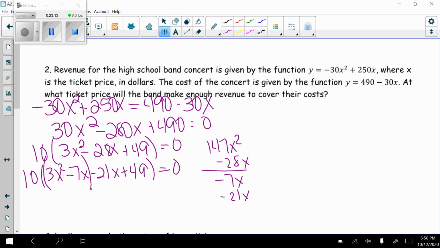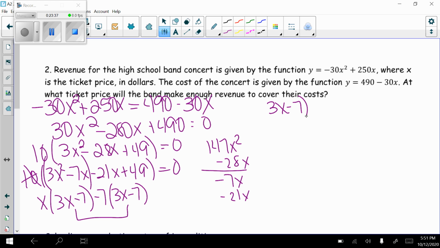I'm going to factor by grouping. Again, I know that when I solve, this 10 out here is not going to have any bearing on anything. So 3x squared minus 7x, I can pull an x out of those and get 3x minus 7. Negative 21x plus 49, I can pull a negative 7 out, and I'm left with 3x minus 7. I got the same thing in parentheses, so I know I factored it correctly. So I have a 3x minus 7 and an x minus 7. Solve both of these, and so I get x equals 7/3 and x equals 7.